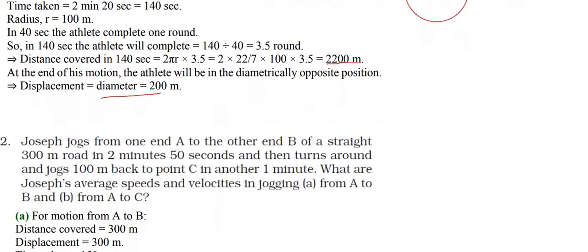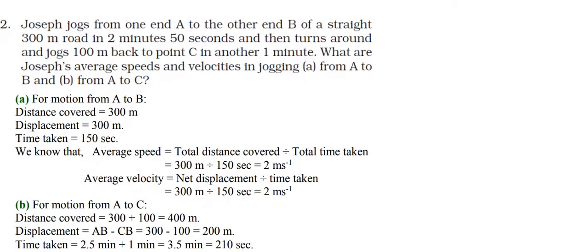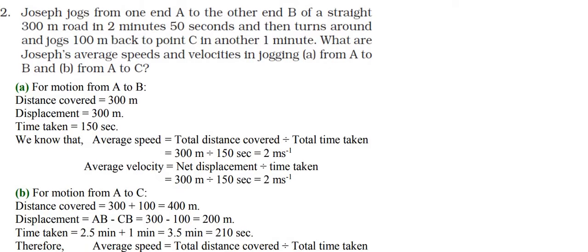Next question: Joseph jogs from one end A to the other end B of a straight line of 300 meters. So here we have a 300 meter straight line. Joseph is at this end A, and this is point B. Joseph jogs from A to B. The distance covered from A to B, from here to here, is 300 meters.